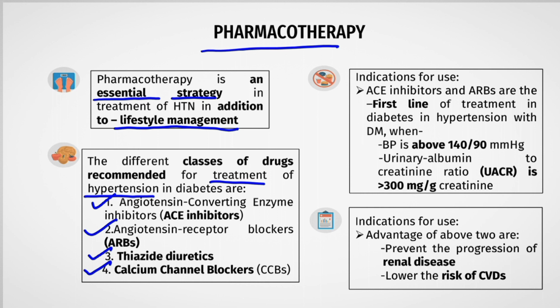The ACE inhibitors and ARBs are considered to be the first line of treatment in a patient with hypertension in diabetes mellitus when the BP is above 140 by 90 mmHg and the urinary albumin creatinine ratio, UACR, is more than 300 mg per gram of creatinine. The advantage of using ACE inhibitors and ARBs is that these drugs prevent the progression of renal disease, and they also reduce the risk of development of cardiovascular diseases.